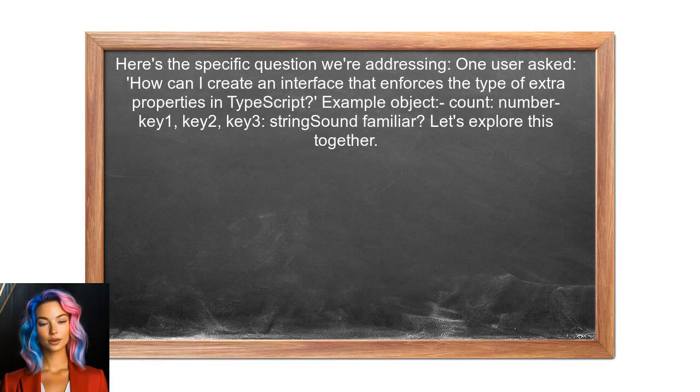Here's the specific question we're addressing. One user asked, "How can I create an interface that enforces the type of extra properties in TypeScript?" They provided an example object with a count property and several string properties. Sound familiar? Let's explore this together.